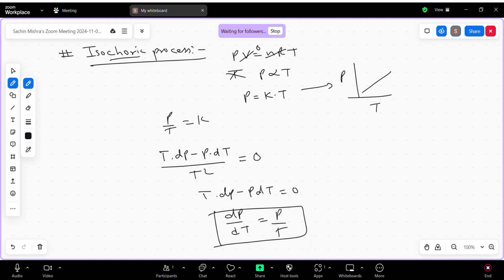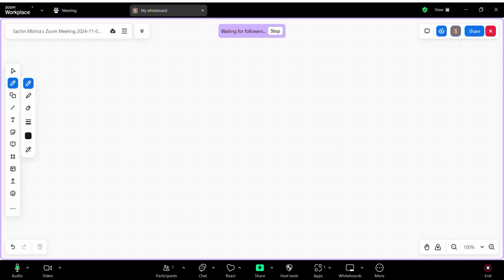And now let's proceed to the next process, that is our adiabatic process. Let's move to the next concept. I hope up to this everyone is okay. Next is our adiabatic process. Adiabatic process means heat is overall Q equal to 0. Heat exchange will be 0, means there will be no exchange of heat.